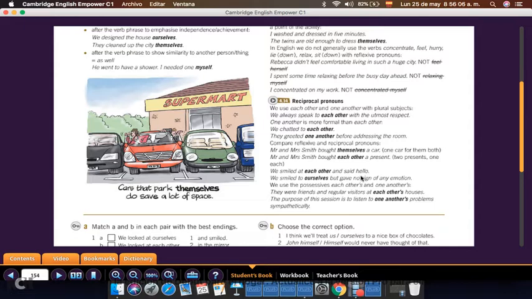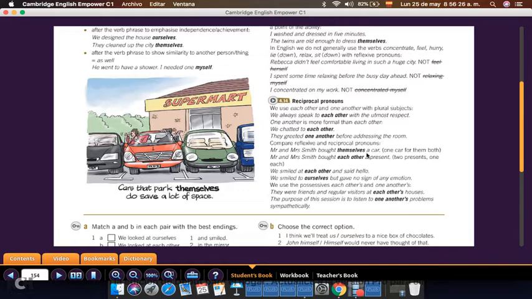Reciprocal pronouns. Okay, on this one, we use each other and one another with plural subjects. We always speak to each other with the utmost respect. One another is more formal than each other. We chatted to each other. They greeted one another before addressing the room.